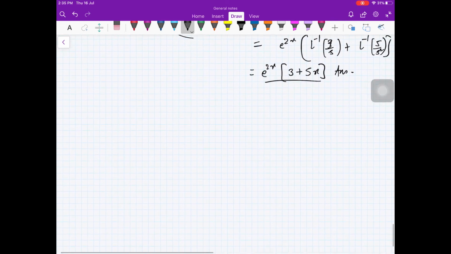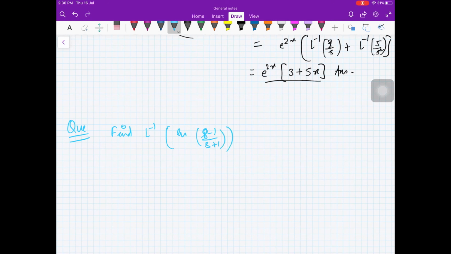So this is how you can solve. This is based on the first property, the first shifting theorem. Now let us look at the second property. So you have this question here: find L inverse of log of (s minus 1) upon (s plus 1), right? So you see, you don't have any formula for Laplace transformation or inverse where log is involved.